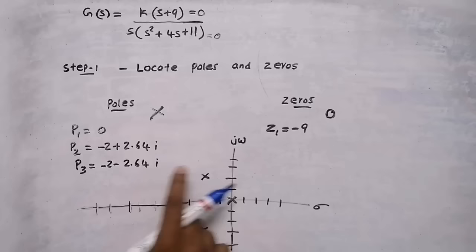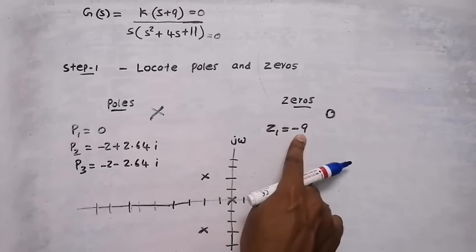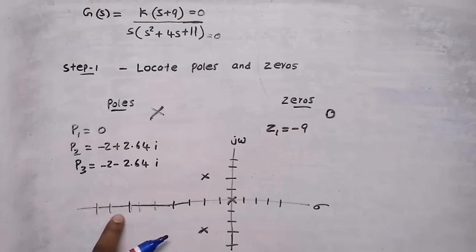Now after marking poles, we need to mark zeros. The zero is at minus 9. Minus 1, 2, 3, 4, 5, 6, 7, 8 and 9. So here we have a zero. Zeros are denoted by circle. So here we have a zero.